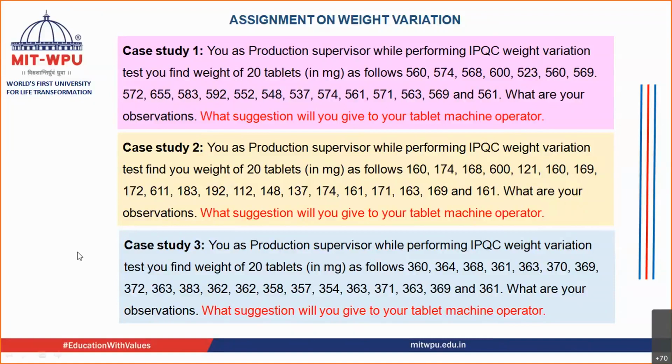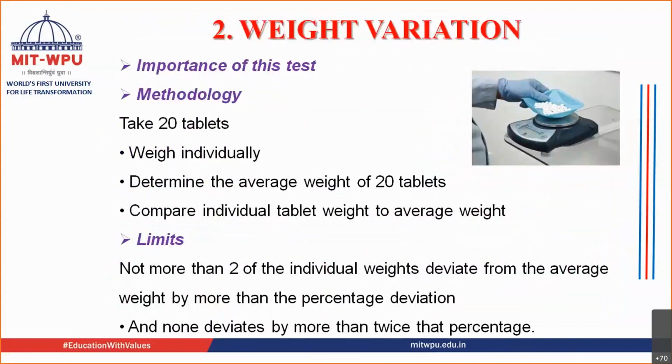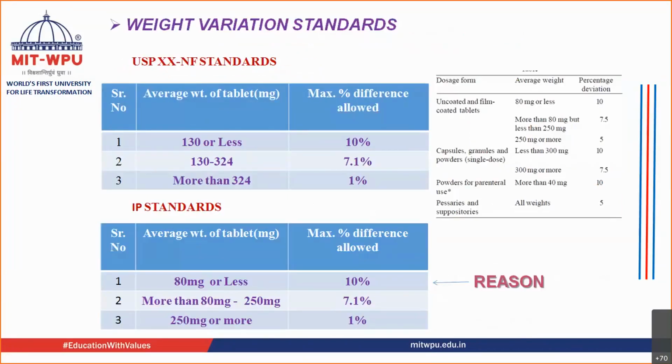This is about the weight variation test. I'll just go through the weight variation test once again. The methodology is you take 20 tablets, you weigh them individually, you find out the average weight of the tablet, and you compare each individual tablet with the average weight. The limit is that no two tablets should deviate beyond the percentage deviation given. As per IP, if it is 80 milligram or less, the percentage deviation allowed is 10%. If it is between 80 and 250 milligram, it is 7.5%. If it is above 250 milligram, it is 5%.